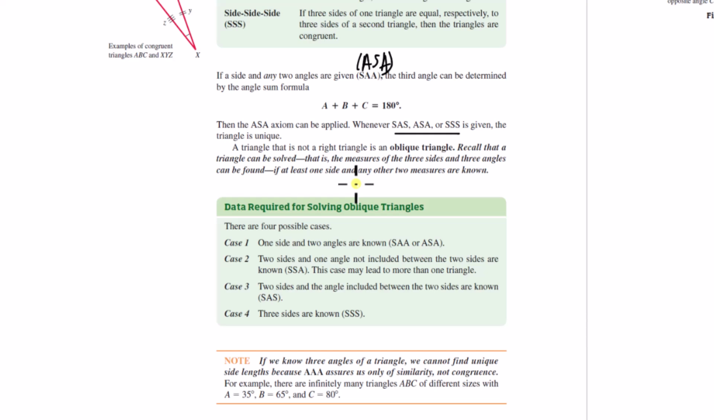Again, I want to note that it makes no sense to give someone three angles of a triangle and say solve the triangle. Because which triangle? There's an infinite number of potential triangles. There's no unique answer to that.